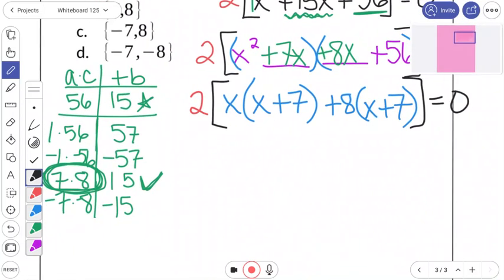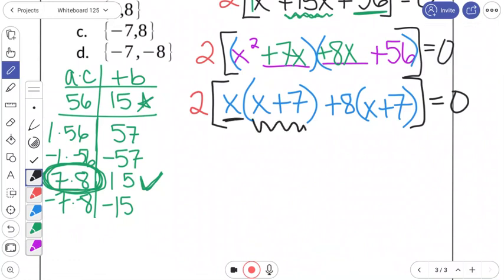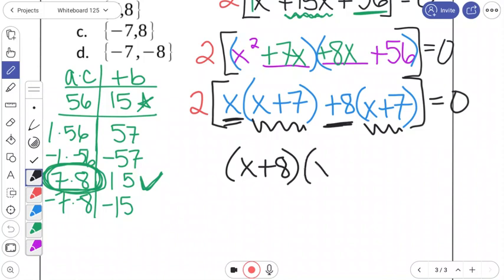All right, from there, I noticed that x is being multiplied by x plus 7, and 8 is being multiplied by x plus 7. So I can recreate two binomials. I can say x plus 8 and put them in their own set of parentheses. They're both being multiplied by x plus 7. By rewriting it this way, by putting the x plus 8 in their own set of parentheses, I don't have to write my x plus 7 twice. And of course, we still want to bring down our 2. And all of that is supposed to equal 0.